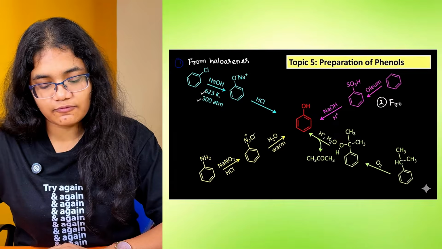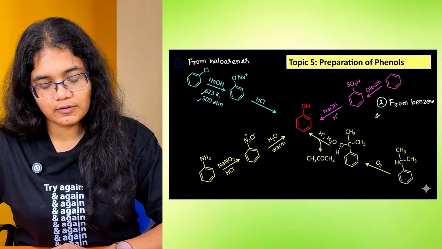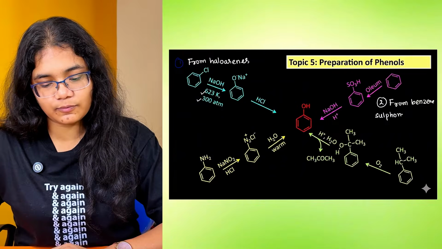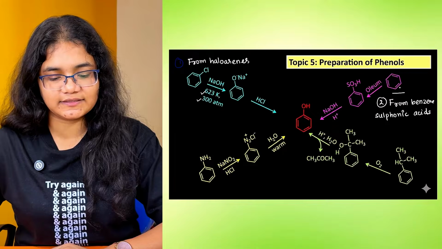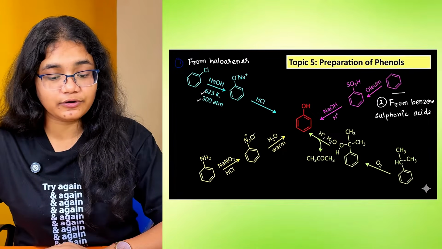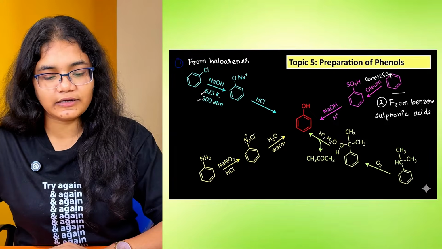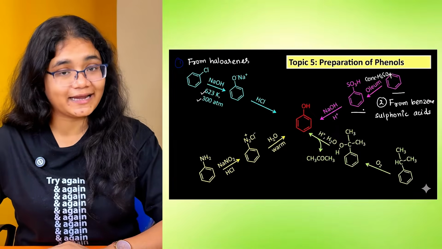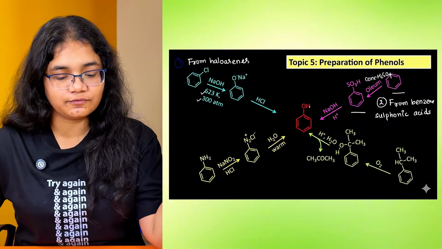So how to produce this benzene sulfonic acid? First of all, you take benzene, and if you treat it with oleum, which is concentrated H2SO4, you will get SO3H. Then if you hydrolyze it with NaOH and H plus, you will get OH here.